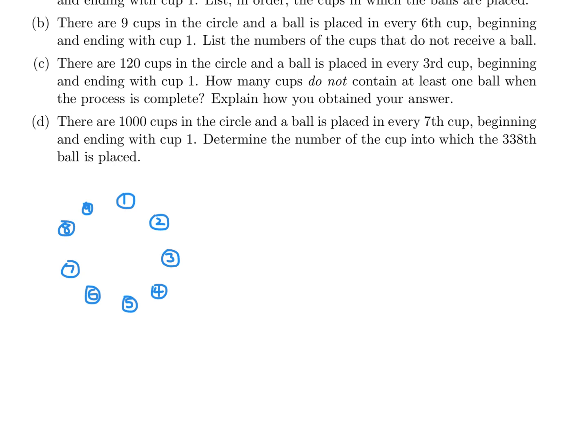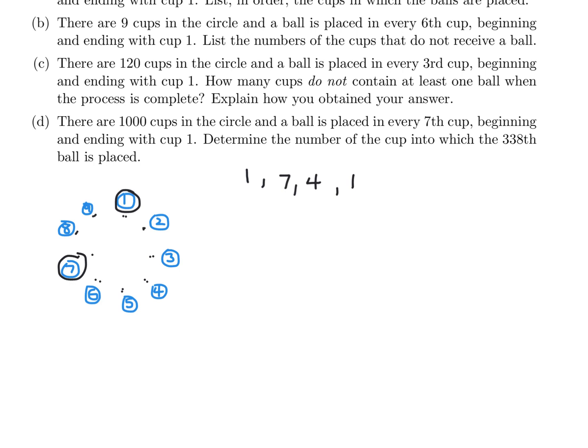Okay. So every 6th cup. So we are starting with 1, right? Okay, so 1 is the first guy. Then 1, 2, 3, 4, 5, 6. So then 7. Then 1, 2, 3, 4, 5, 6. Then 4. Then 1, 2, 3, 4, 5, 6. And then back to 1. There you go. So that ended pretty quickly.